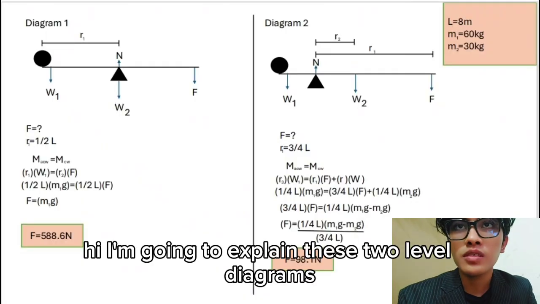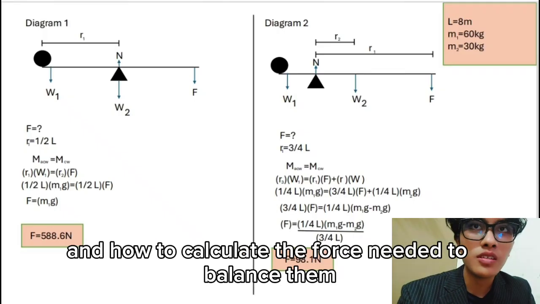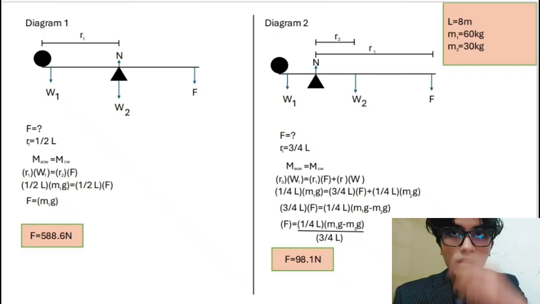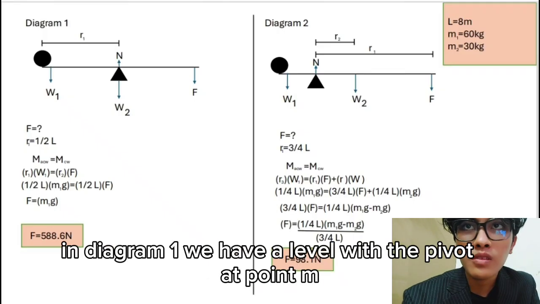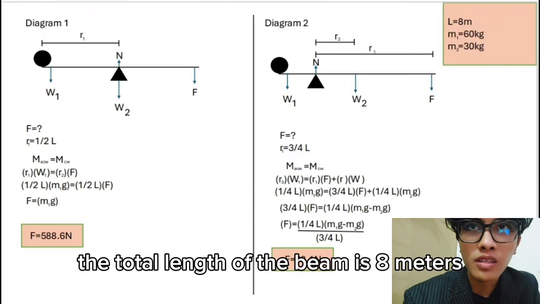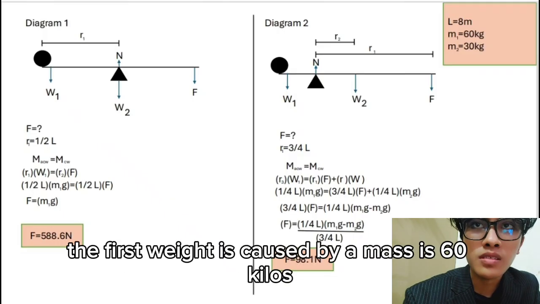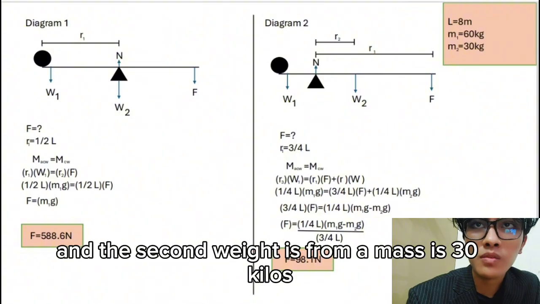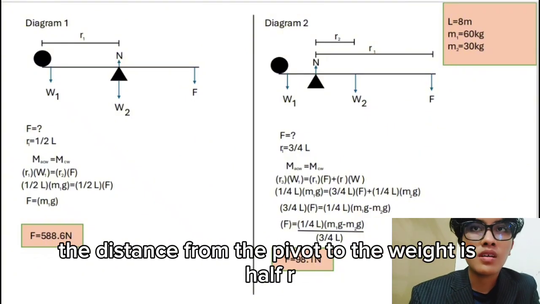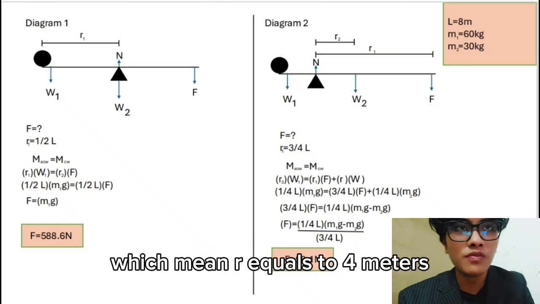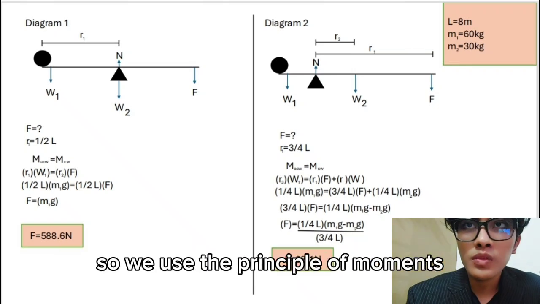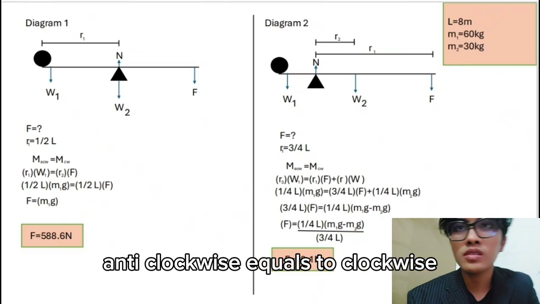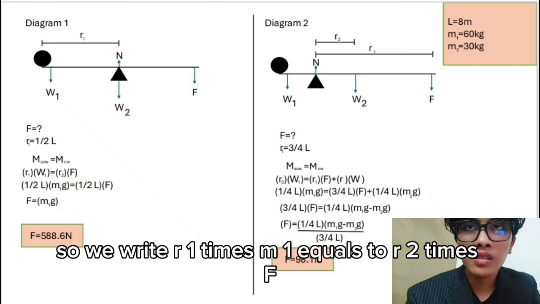Hi, I'm going to explain these two lever diagrams and how to calculate the force needed to balance them. In diagram 1, we have a lever with the pivot at point N. The total length of the beam is 8 meters. The first weight is caused by a mass of 60 kilos and the second weight is from a mass of 30 kilos. The distance from the pivot to the weight is half L, which means R equals 4 meters. So we use the principle of moments, anti-clockwise equals clockwise. So we write R1 times W1 equals R2 times F.